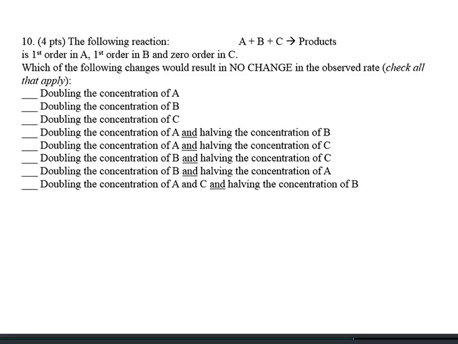We're going to move on to number 10. So we have a rate, and we know the reaction is first order in A, first order in B, and zero order in C. So we're going to choose which of the following changes would result in no change in the observed rate. We're going to take each one at a time. Doubling the concentration of A, because it is first order in A, would also double the rate. So we're not going to pick that because it definitely changes the rate.